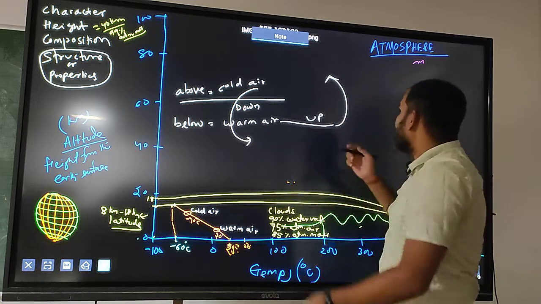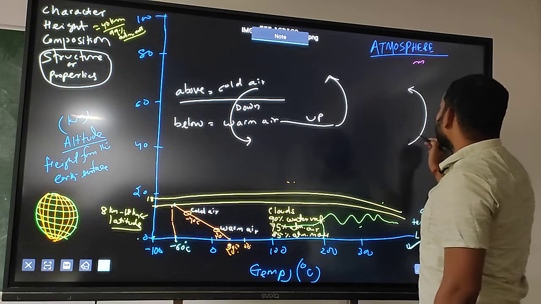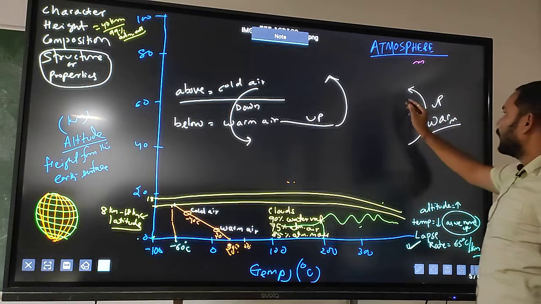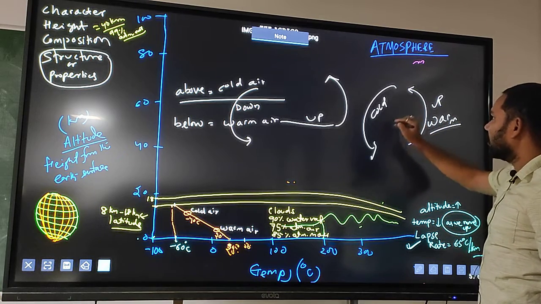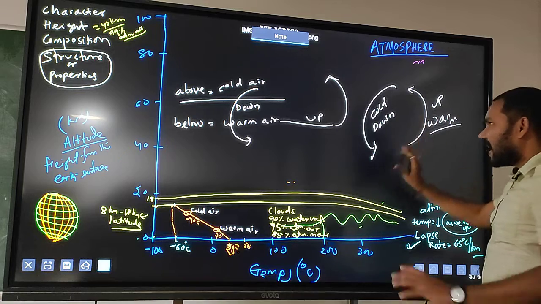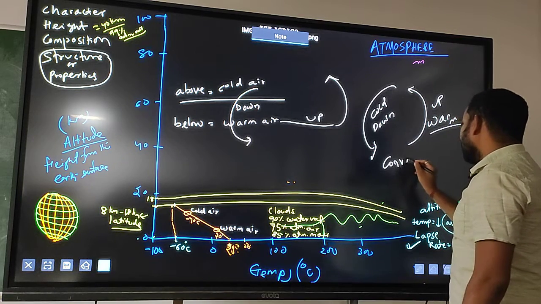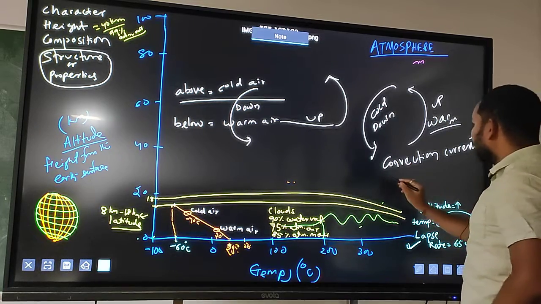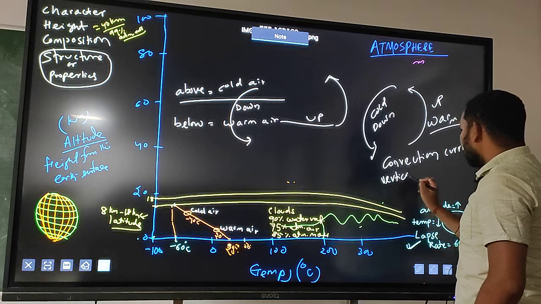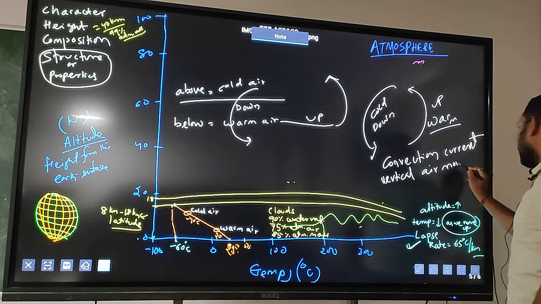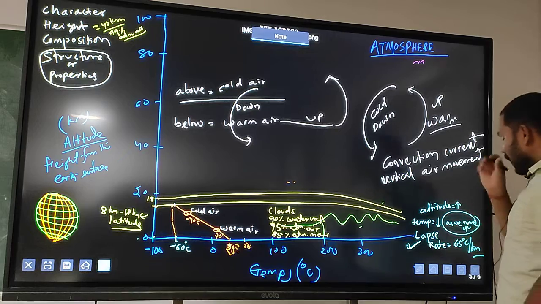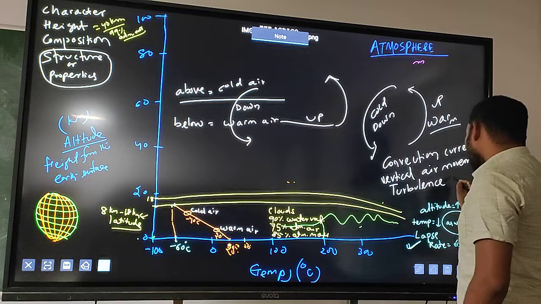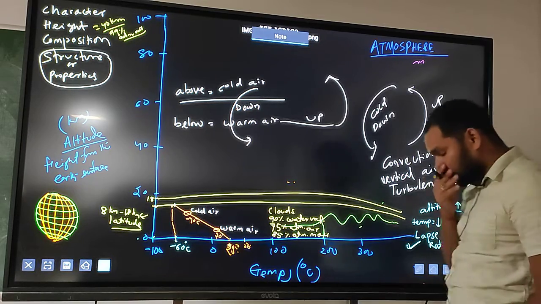So the warm air moves upward, and the cold air moves downward. So there will be a convection. Here I can say a convection current is there, or we can say vertical air movement is there. Yes or no? Or I can say there is air turbulence. Air turbulence is there. Yes or no?